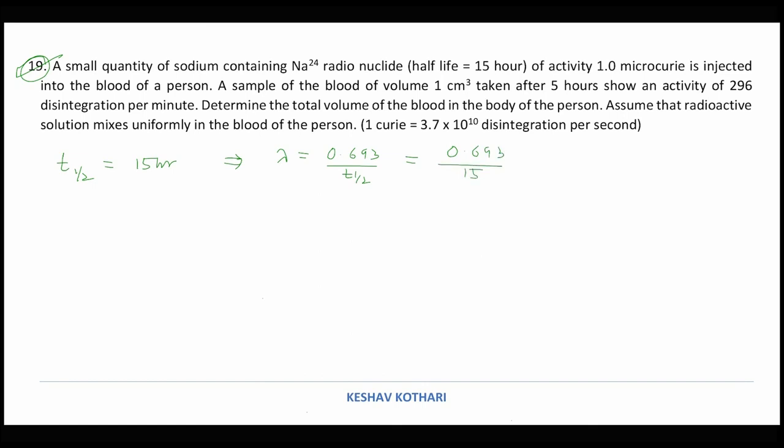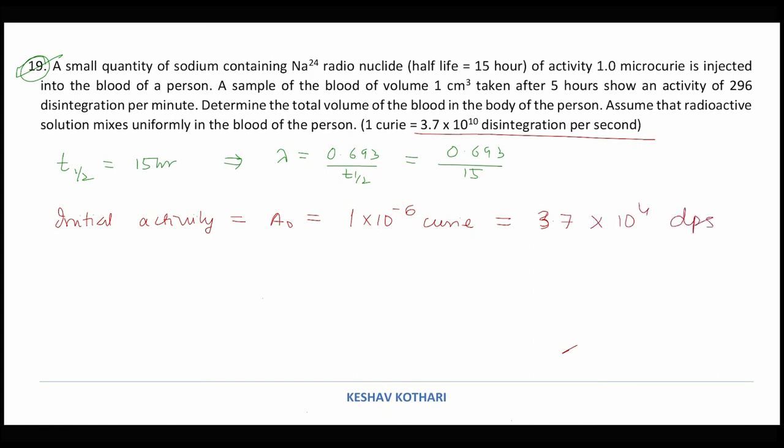Now initially, the initial activity A0 of the whole injected sample is equal to 1 microcurie. So we can write it as 1 × 10^-6 curie, and we can convert using this formulation to get the value equal to 3.7 × 10^4 disintegrations per second.